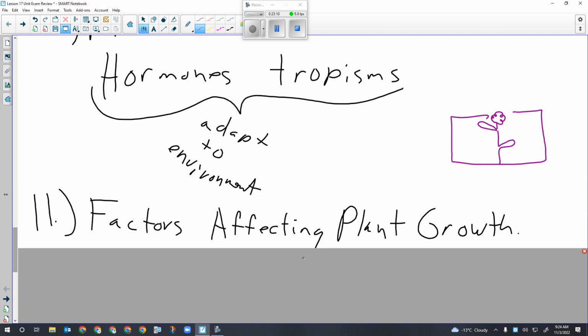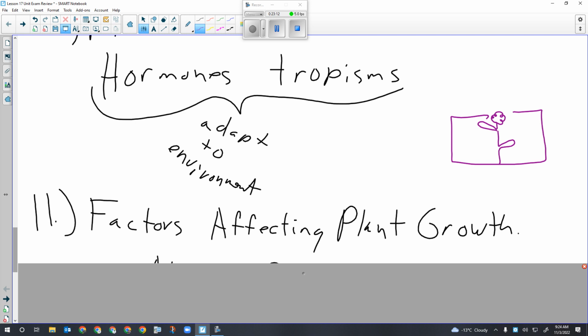All right, and then factors affecting plant growth. We just did a lab design activity about that. It's probably something that would be useful to know. It could probably be worked into a couple of your answers in the written response, but there will be a few multiple choice questions about factors affecting plant growth.